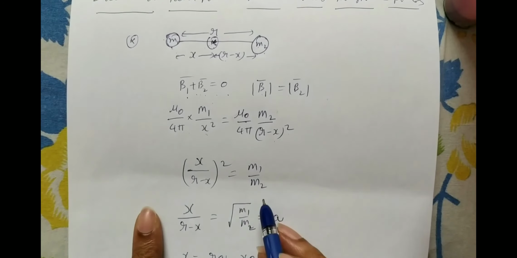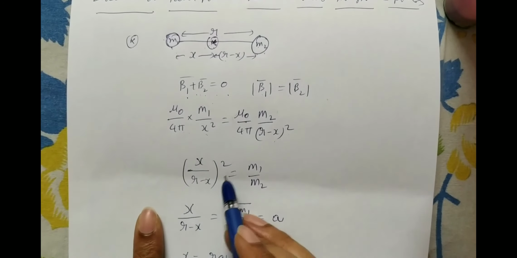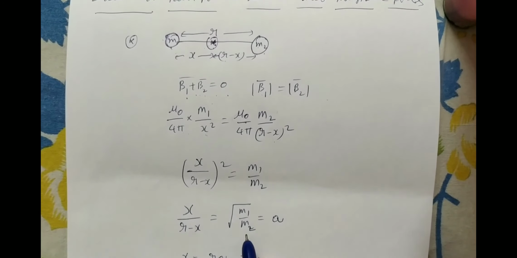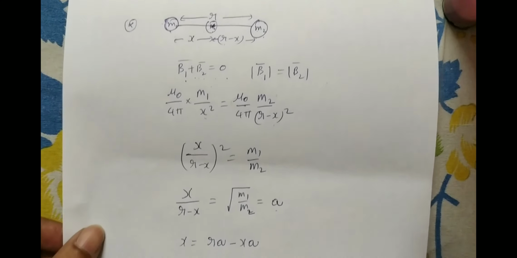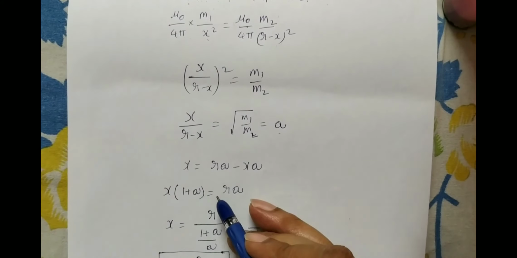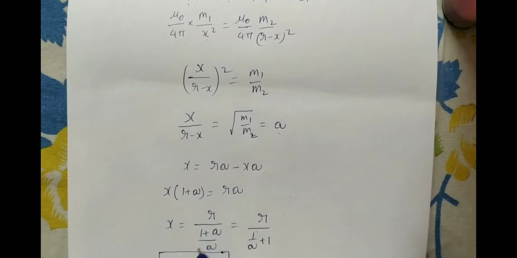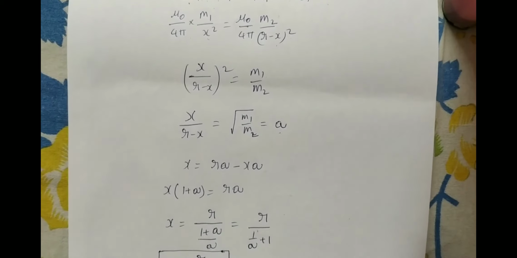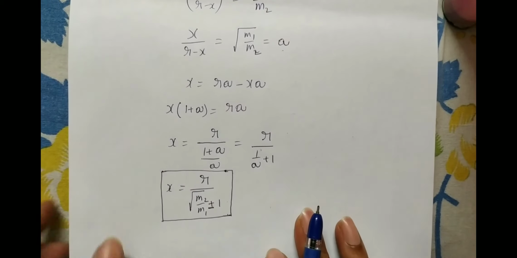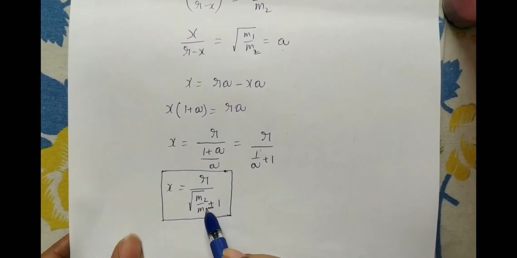Cancel the common terms and you get x by r minus x, whole square, is equal to M1 by M2, and take the square root. For easy calculation, you can assume this value as a, and after that solve for x. Finally we substitute that a value here, and we get x equals r by square root of M2 by M1 plus 1. Actually we are getting plus 1 here.